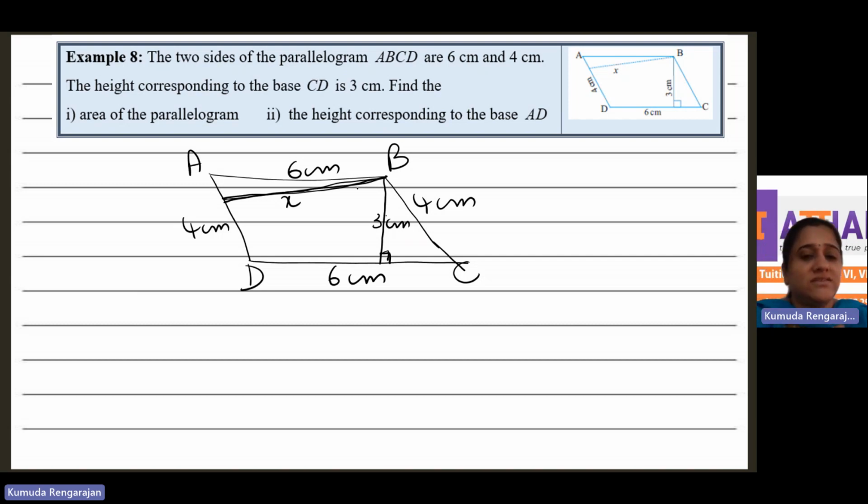My question is, this line segment which is called x, this is the altitude on which side? Where is it landing? It's landing on AD, no? So it's the altitude on AD. Where is this other altitude landing?